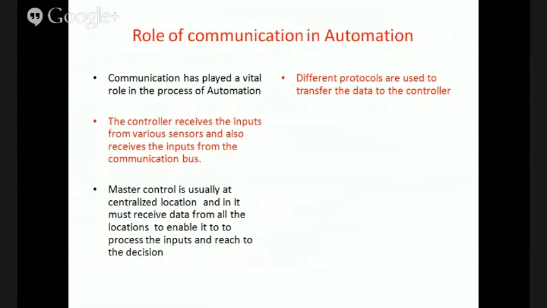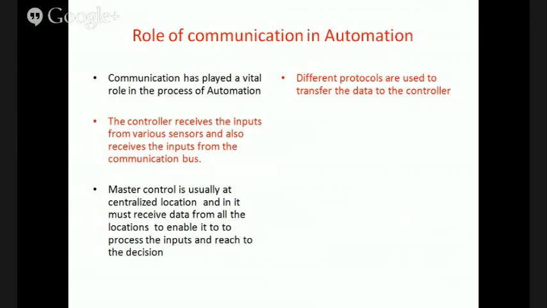Role of communication in automation. Now, I was telling you earlier that communication has played a very significant role in the field of automation. Let us see what role it plays. Communication has played a vital role in the process of automation. The controllers receive input from the various sensors and also receive input from the communication bus. So there have to be a lot of protocols involved in communication. Master control is usually at a centralized location, and it must receive data from all the locations to enable it to process the inputs and reach a decision.